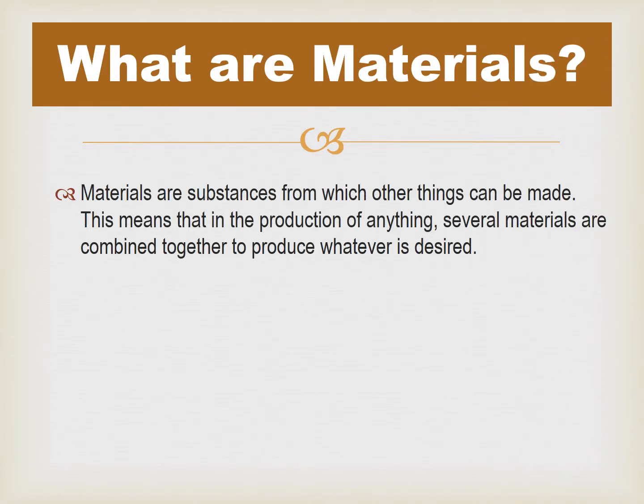Materials. Materials are substances from which other things can be made. This means that in the production of anything, several materials are combined together to produce whatever is desired. So materials are substances from which other things can be made.